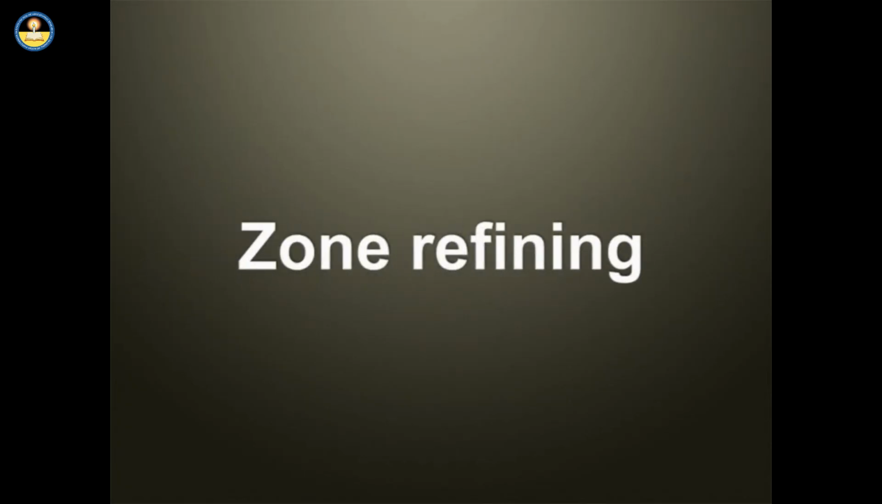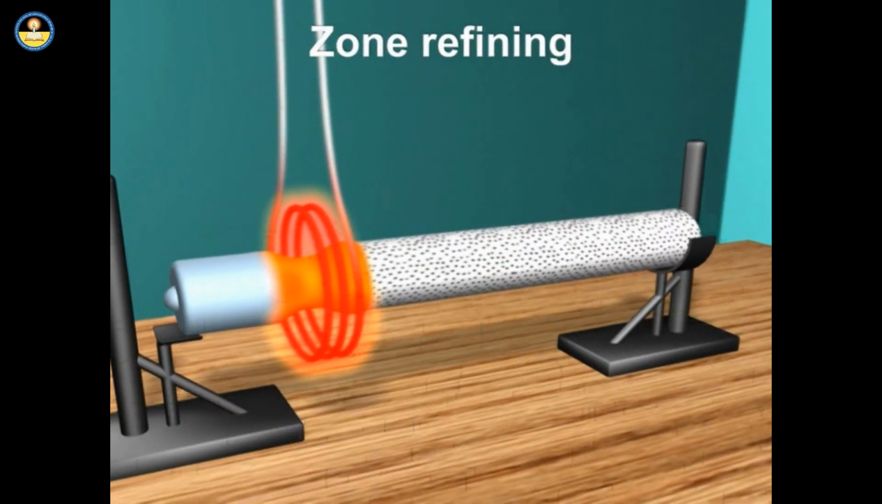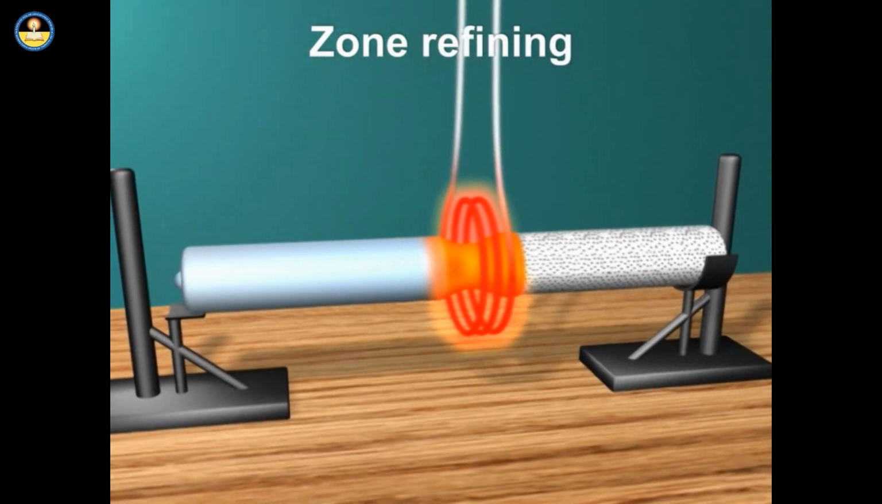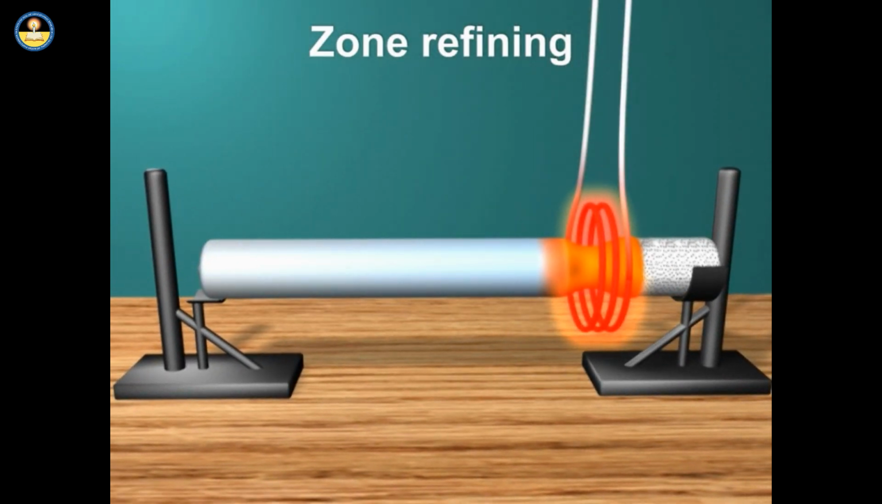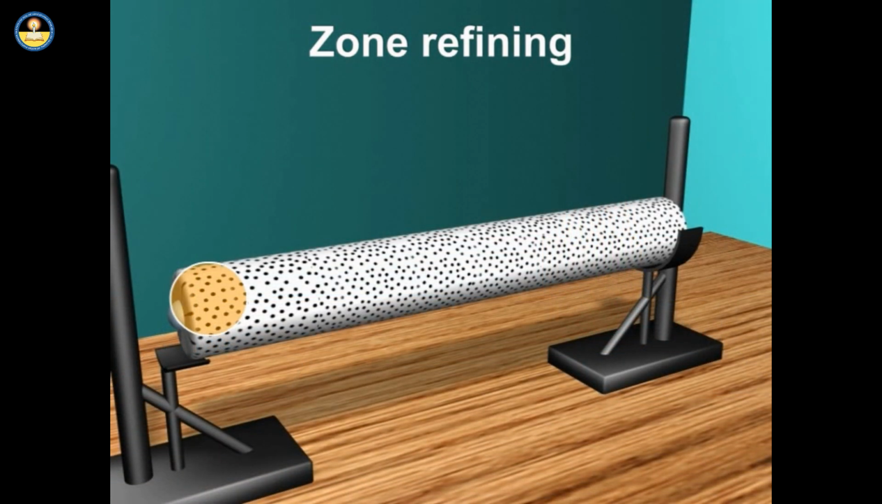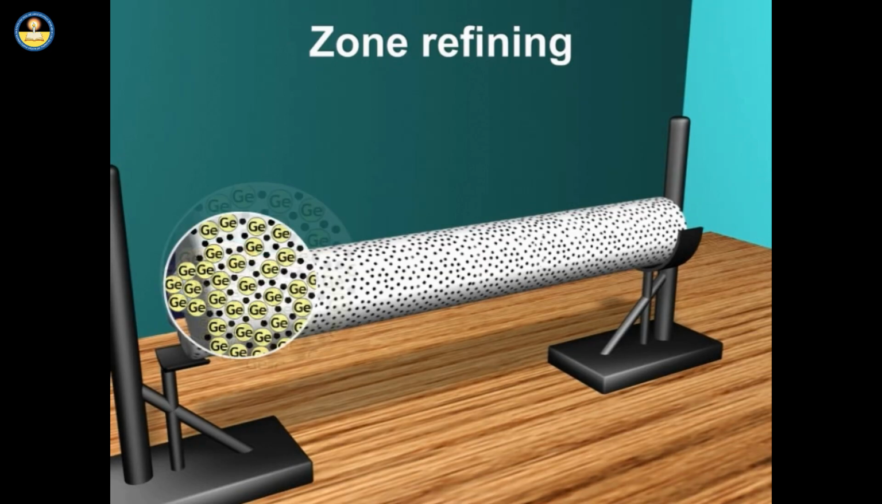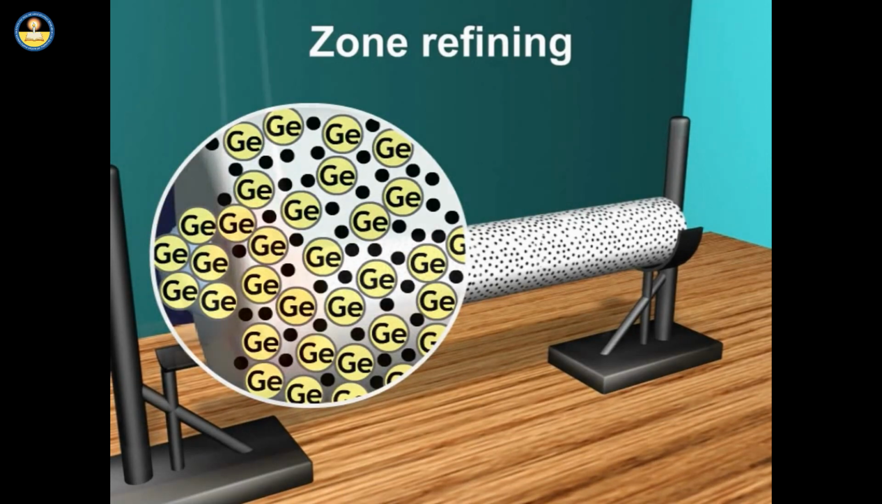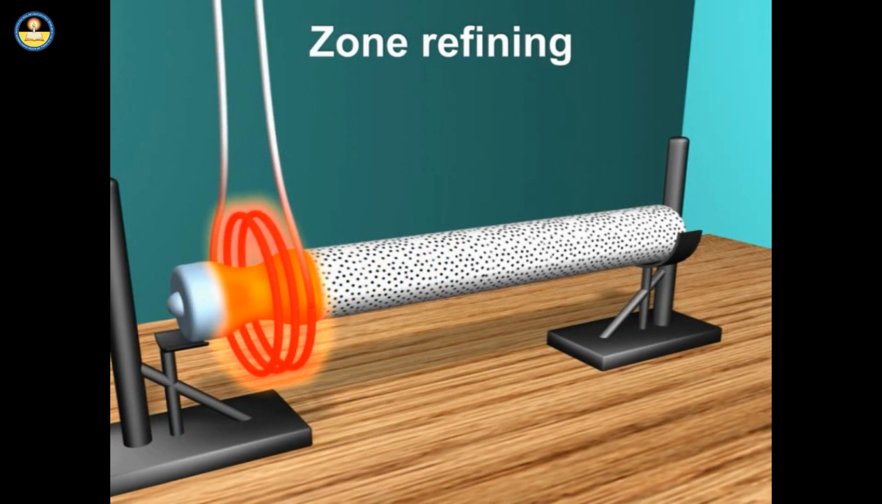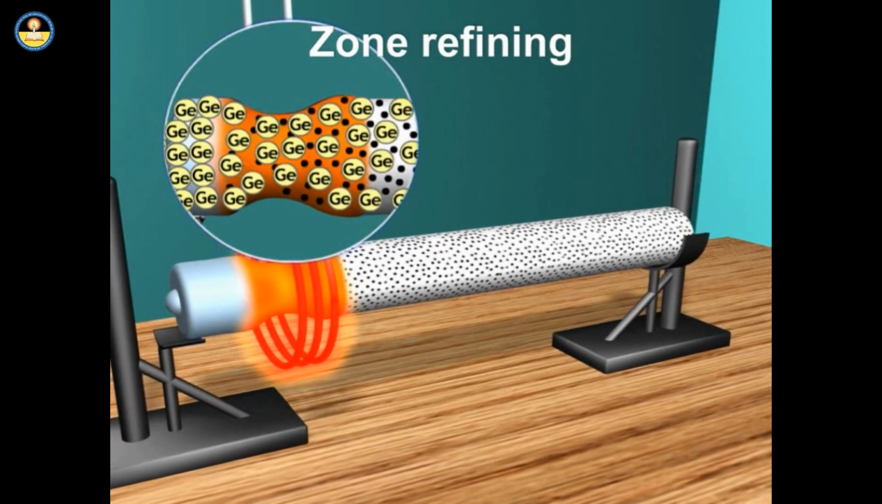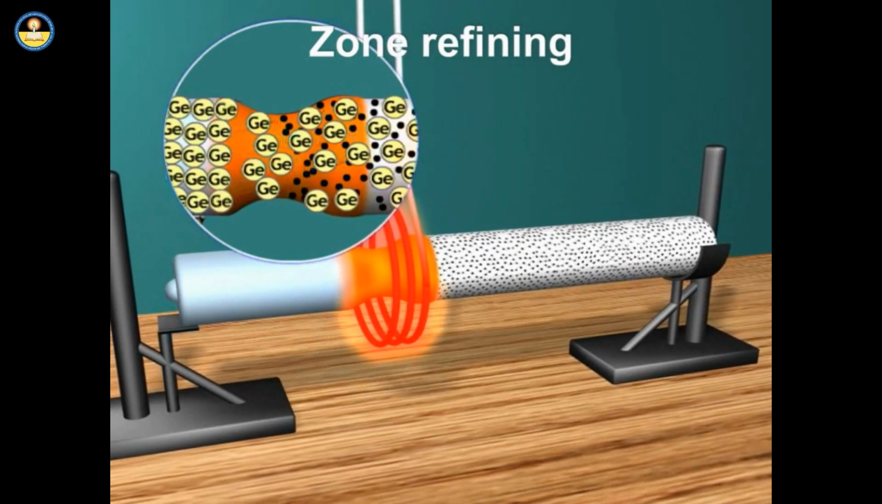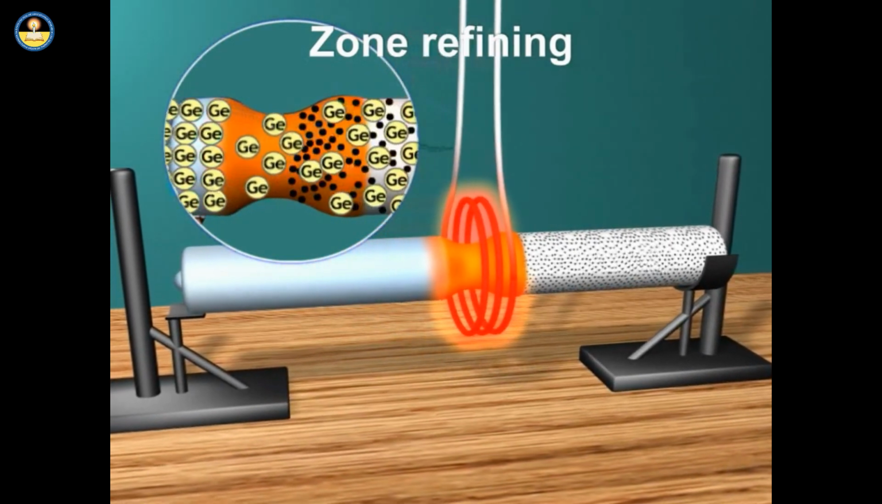Let us now learn about one more method of refining of metals, that is zone refining. This method is also called the fractional crystallization method. This method is used for purification of silicon and germanium metals. It is based on the principle that impurity has greater solubility in the liquid than in the solid state of the metal.